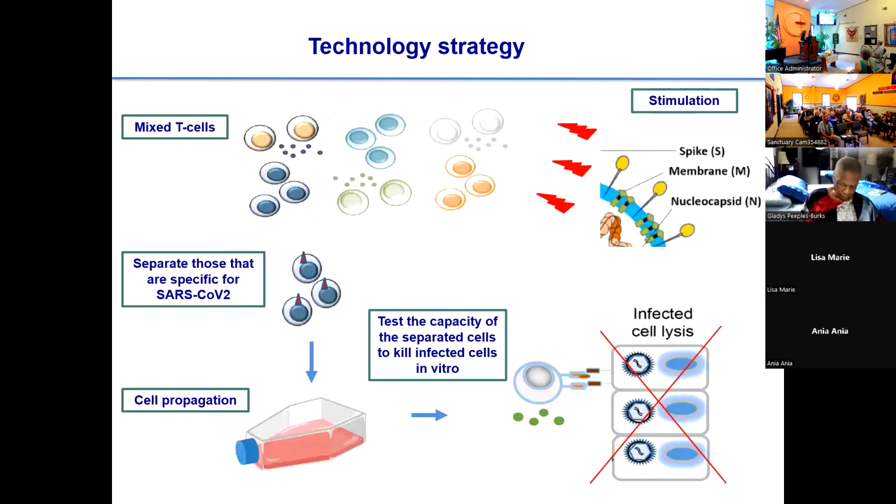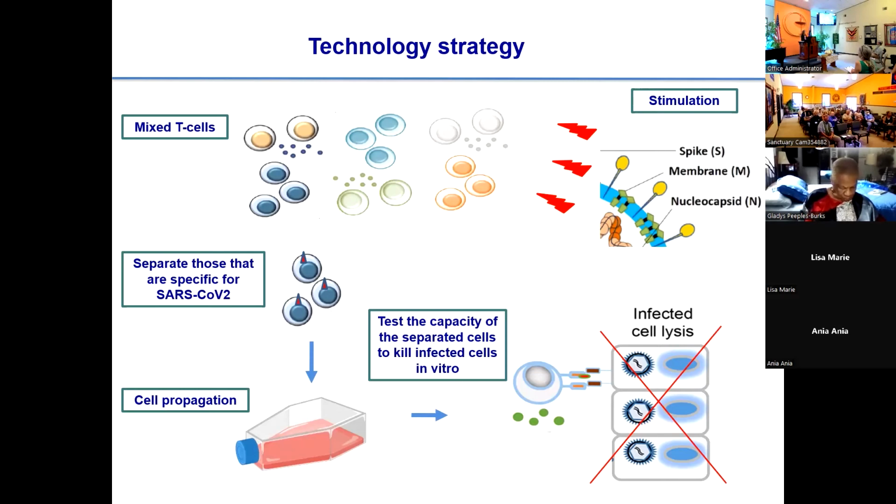How do we do that? In the next slide, I am showing you the technology we use. When you get the product from the apheresis, you get a mixture of T cells that are against multiple pathogens. But we want to separate those that are specific only to coronavirus. So how do we do that? Well, we stimulate those cells with proteins of the virus. In this case, we use the proteins I told you about in the first slide, the S protein, which is already known to elicit an immune response. But we also use the M protein and the N protein as a stimulus to activate these immune cells.